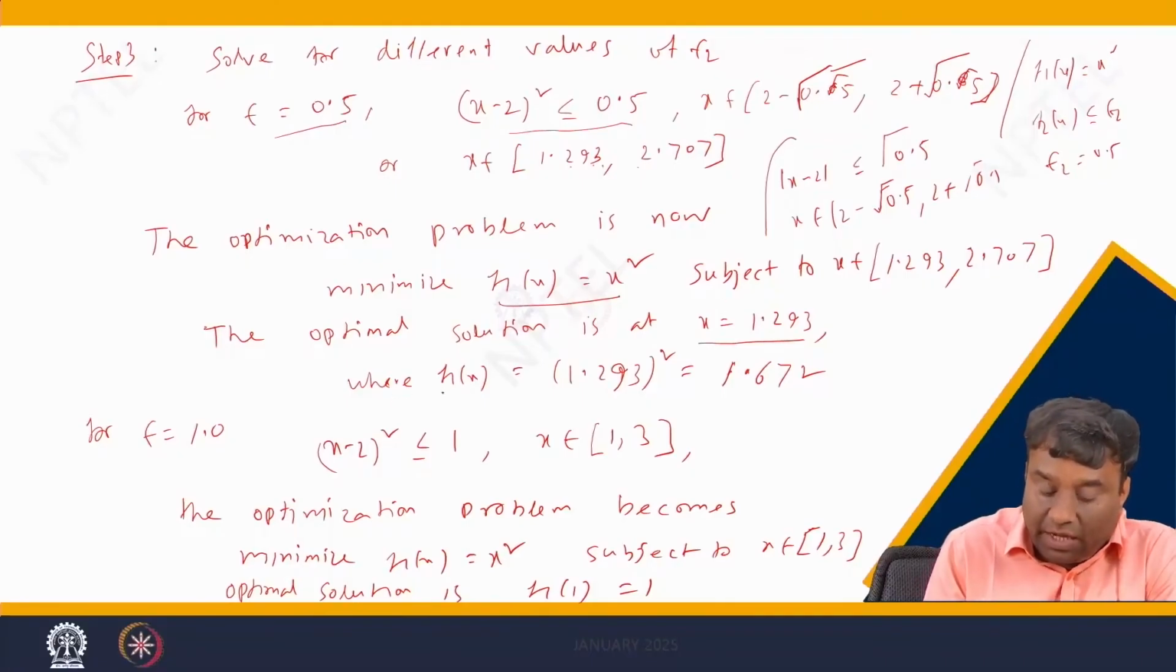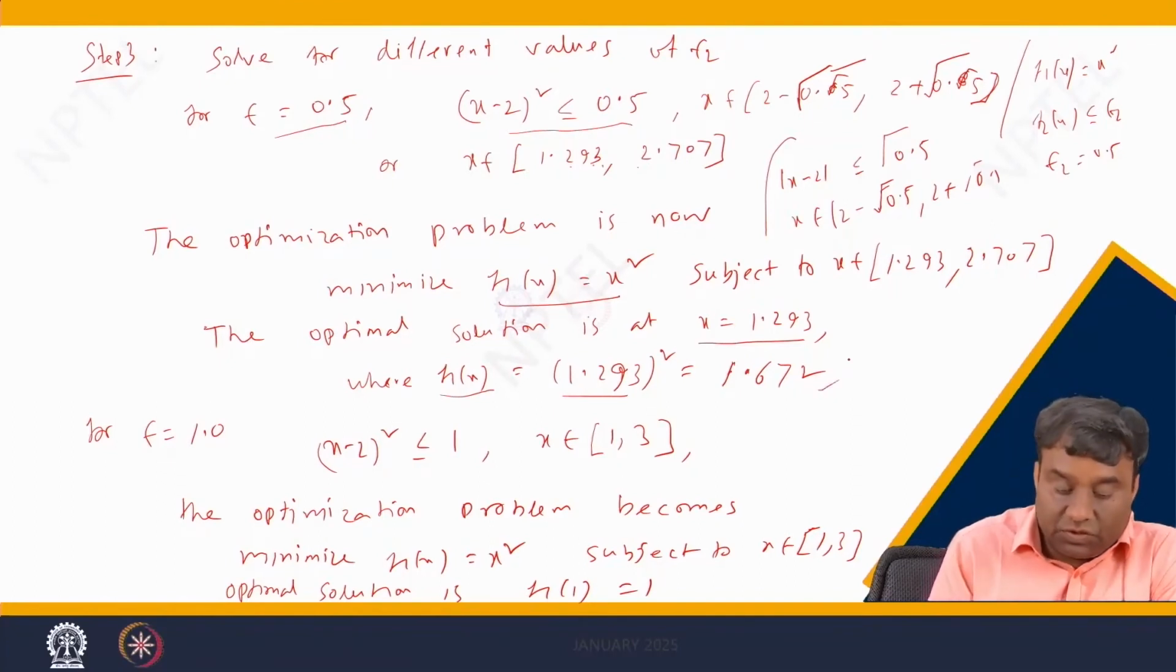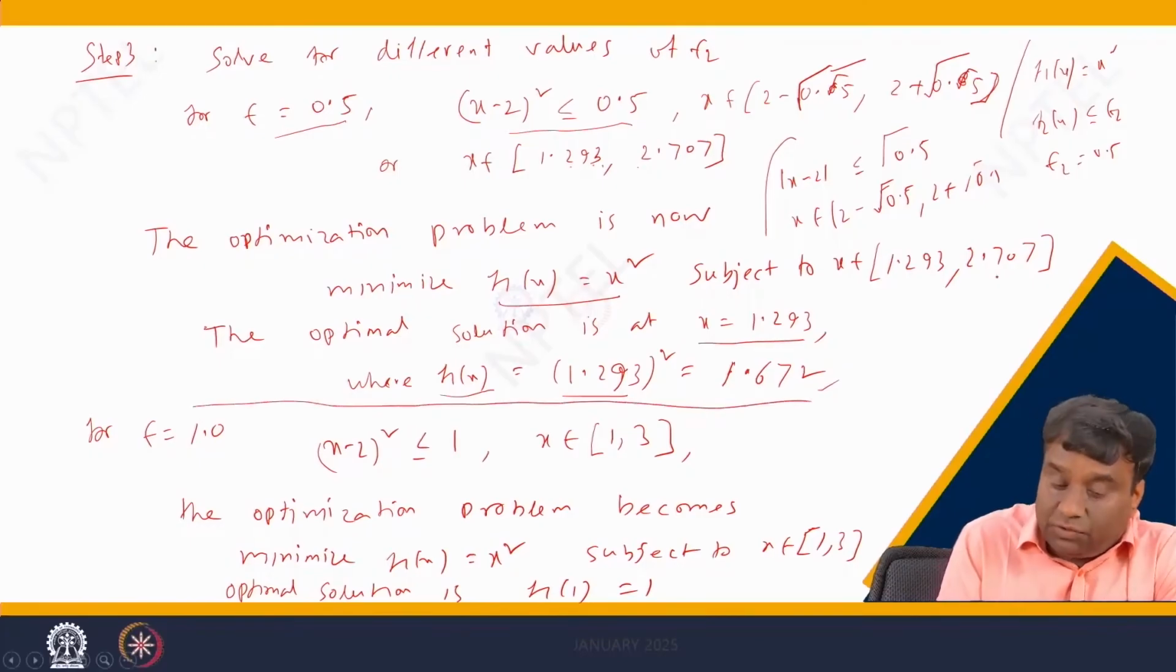So here f1(x), the minimum value is f(1.293), so that is 1.293 squared, that is 1.612. So that is the first set for epsilon 2 equal to 0.5. Next we assume that epsilon 2 equal to 1.0.